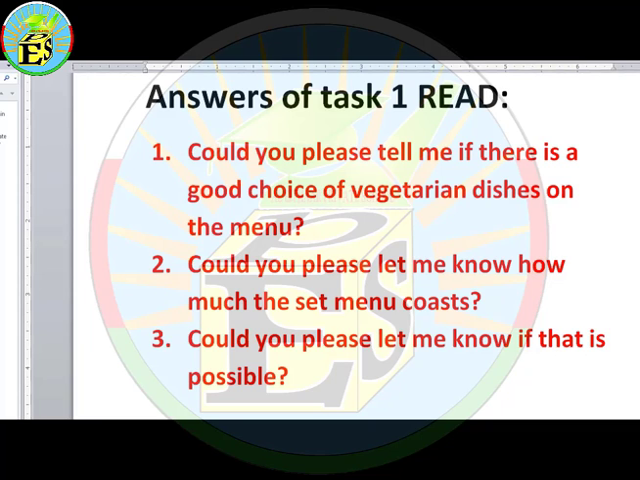The second request is about how much, the price. So, "Could you please let me know how much the set menu costs?" Alright, and it's there in paragraph number 2. Please try to find it and underline it. And the last one, "Could you please let me know if that's possible?" This can be found in paragraph number 1.